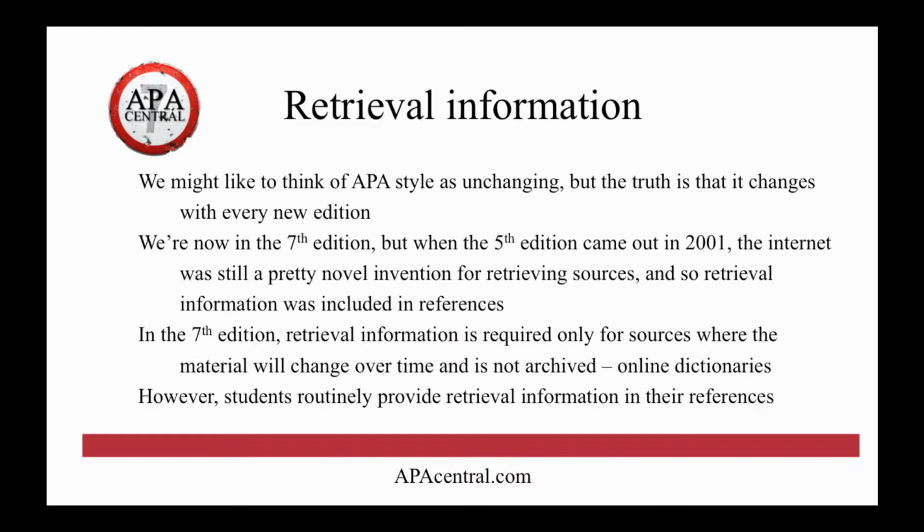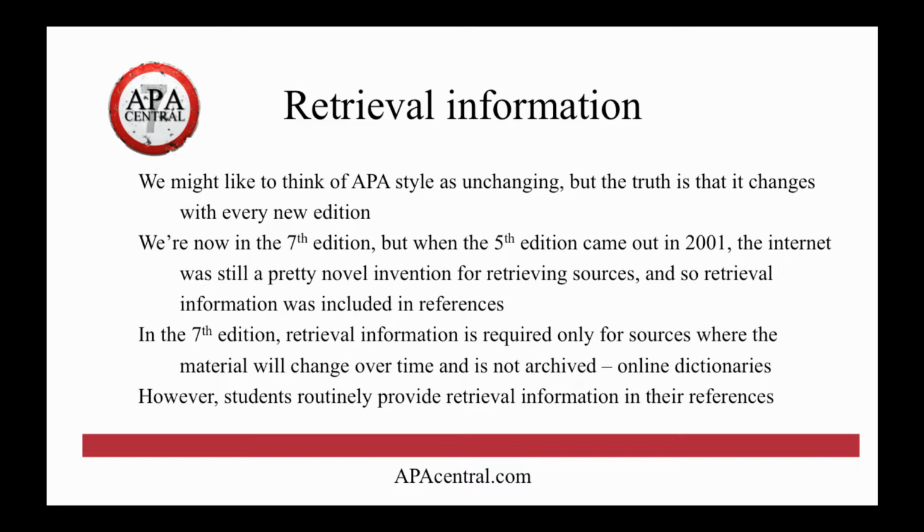Retrieval information. So we might like to think of APA style as basically unchanging, but the truth is that it changes with every new edition. So we're now in the 7th edition, which just came out, but when the 5th edition came out in 2001, the internet was still a pretty novel invention for retrieving sources. And so you had to include retrieval information in with your references. Now, it was a quagmire of mistakes.